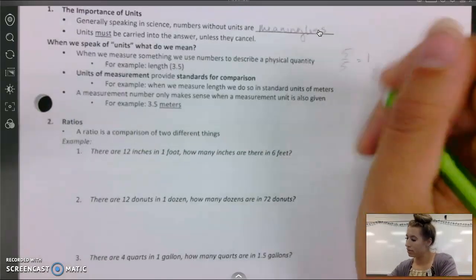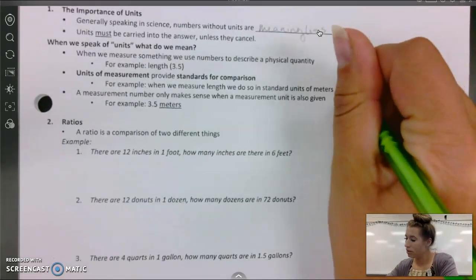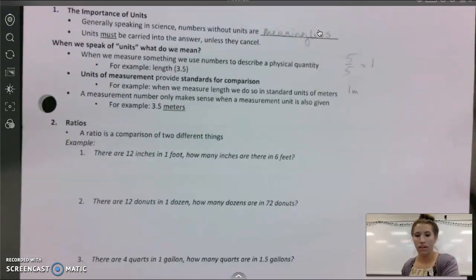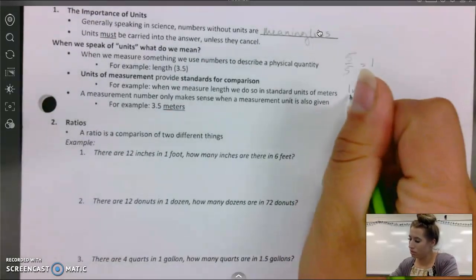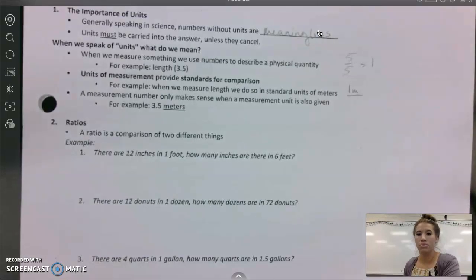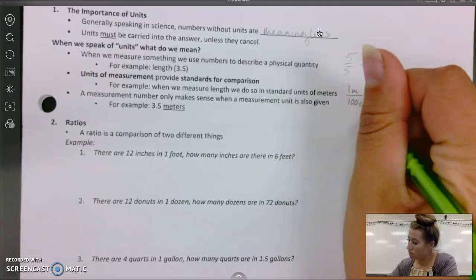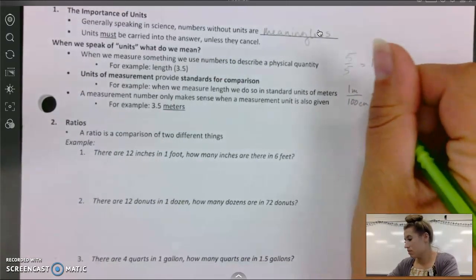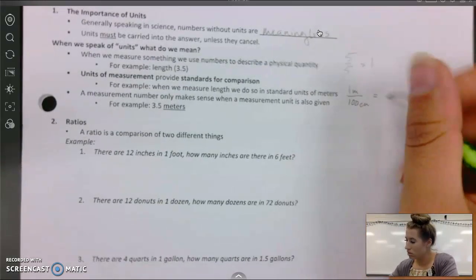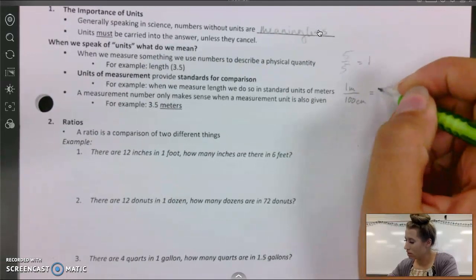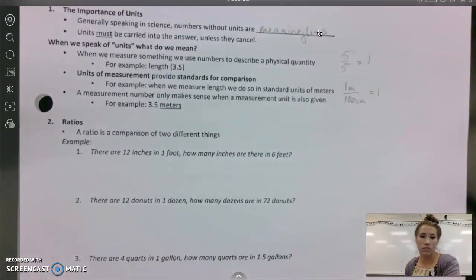If I have 1 meter and I want to create an equality, then I need to have it matched with something that is the same length, only different units. So we know that 1 meter has 100 centimeters. Okay. And those are two of the same values, so they're an equality. They would equal 1, and we can use them in conversions.